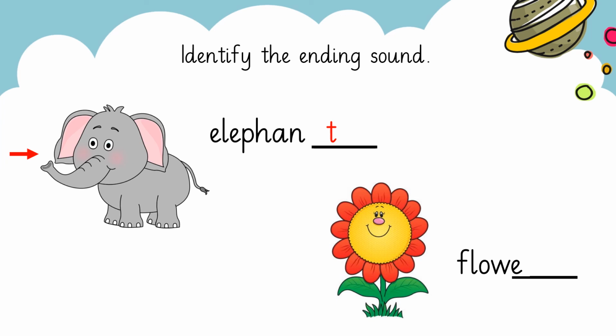Let's identify the second picture. Great! It's a flower. Can you identify the ending sound of flower? Yes, you're right. Flower. Flower.